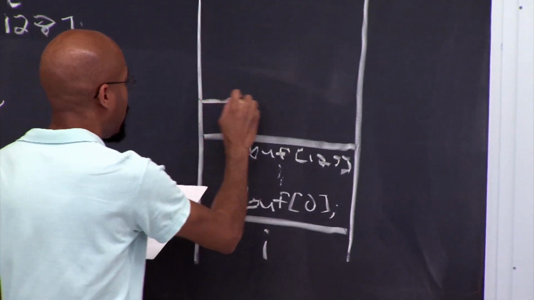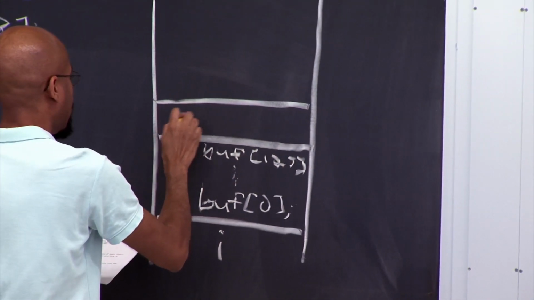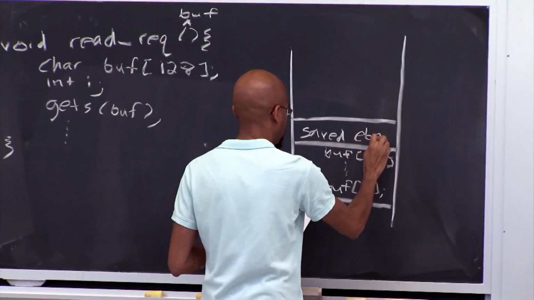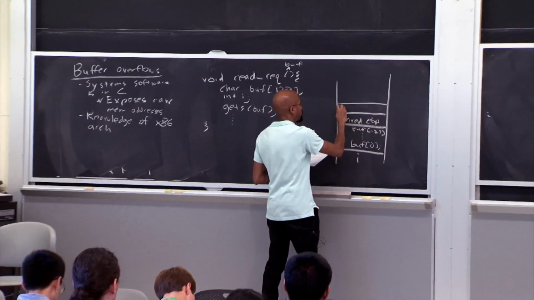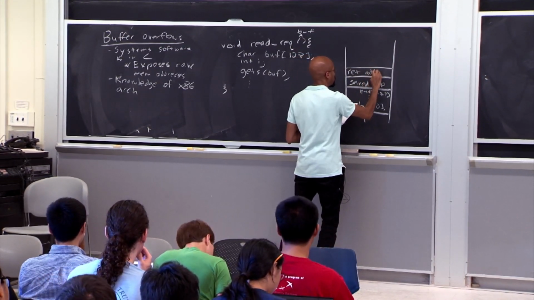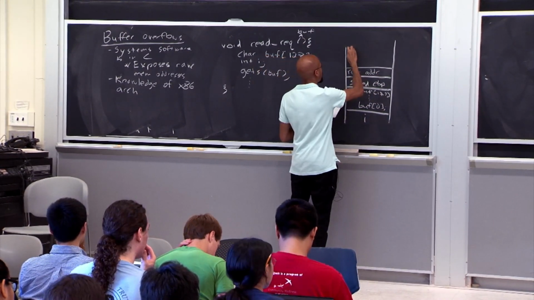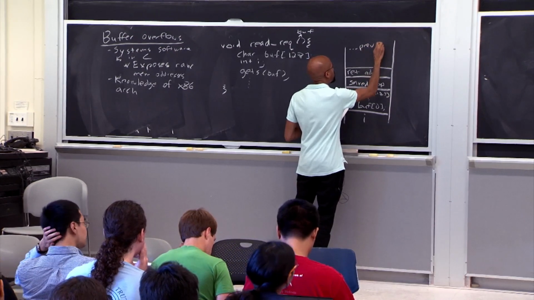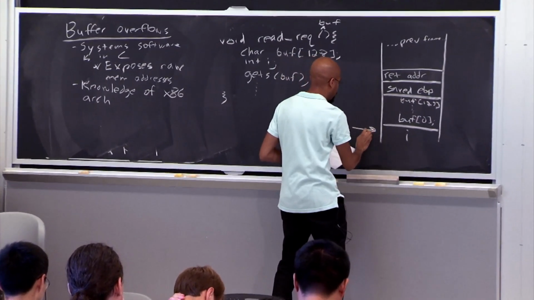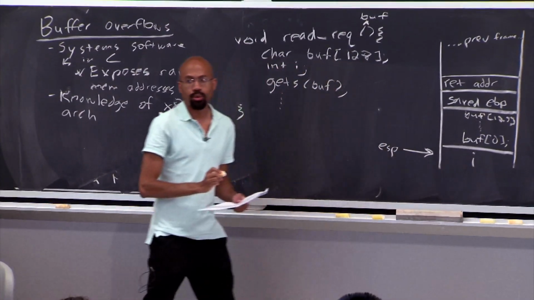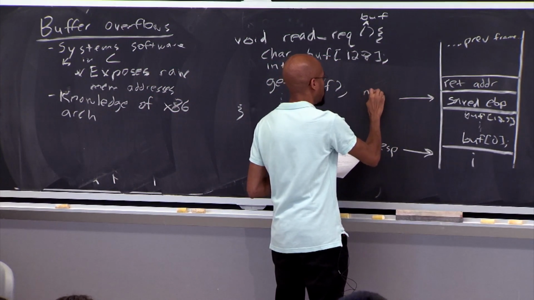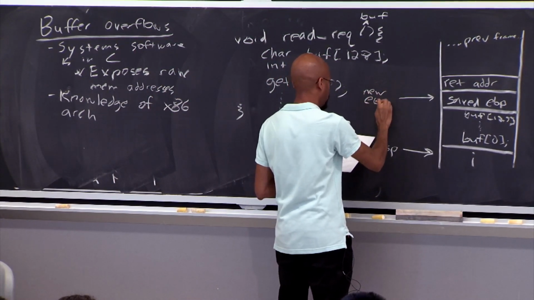So anyways, then up here, we've got the saved value of the base pointer. We've got the return address for the function there. And then we've got some other stuff from the previous frame. Right? So don't forget, we've got the stack pointer, which goes there. And then we've got the new base pointer, which goes here.